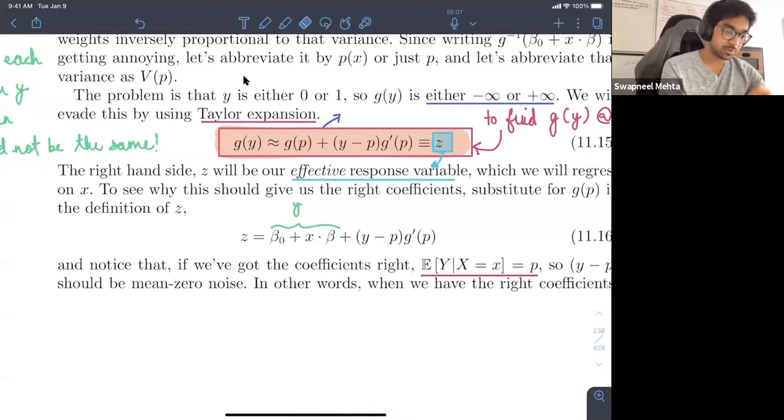Taylor expansion, if you remember, was this idea that if I know the value of a function at a point, then I can assume it's roughly stable around that point and therefore approximate the value of the function near that point. That allows us to say that g of y at y equal to p is given by g of p plus (y minus p) times g dash of p. That's Taylor expansion for you at the point y equal to p.